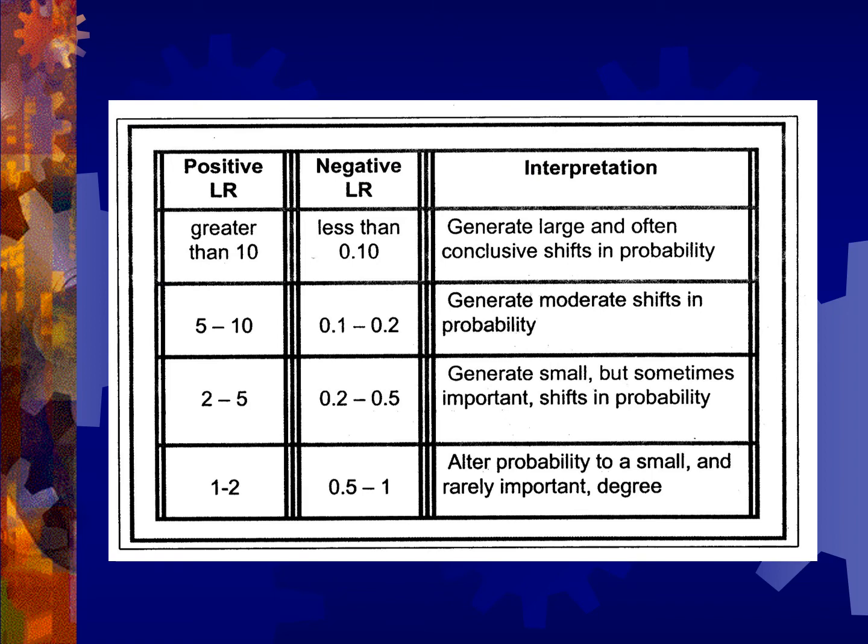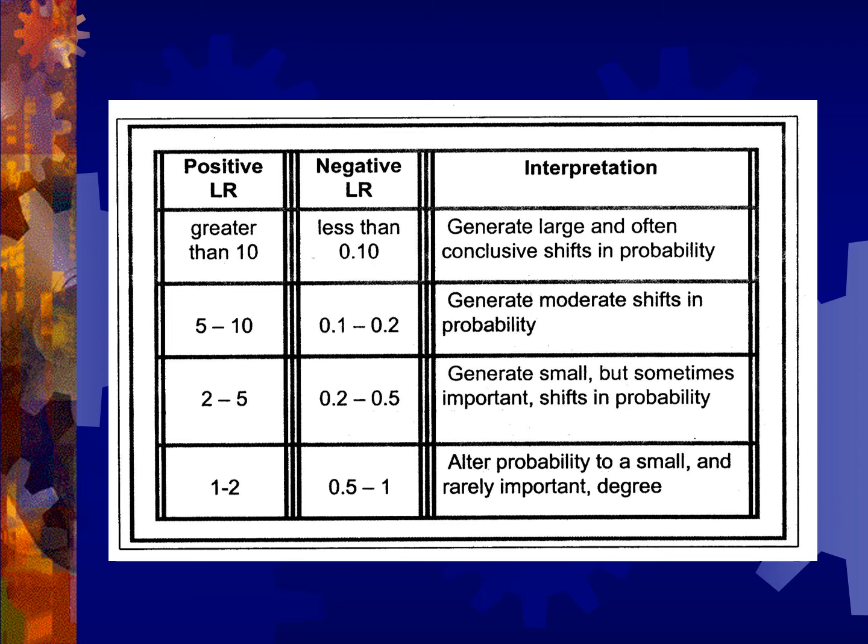This table is important because it provides the data for how we would interpret positive or negative likelihood ratios. Let's first look at positive likelihood ratios on the far left. Positive likelihood ratios of 1 to 2 alter probability to a small and rarely important degree. Positive likelihood ratios between 2 and 5 generate small but sometimes clinically important shifts in probability.